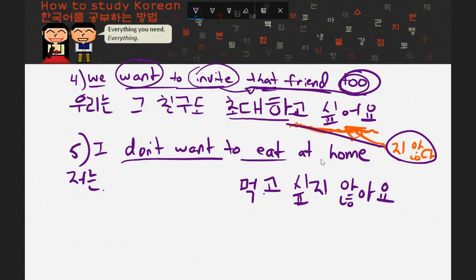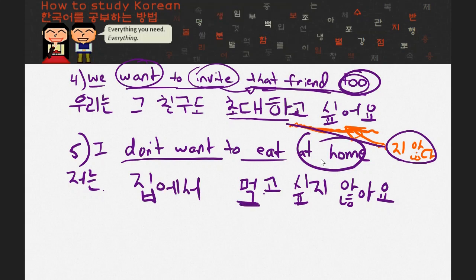But if I want to indicate that it's at home, well, that's the easiest part. The word for home or house is 집. And if I want to indicate that that's the place in which this action of eating is happening, you learned in a previous lesson that you have to put 에서 to indicate that. Now this sentence would read, 저는 집에서 먹고 싶지 않아요.